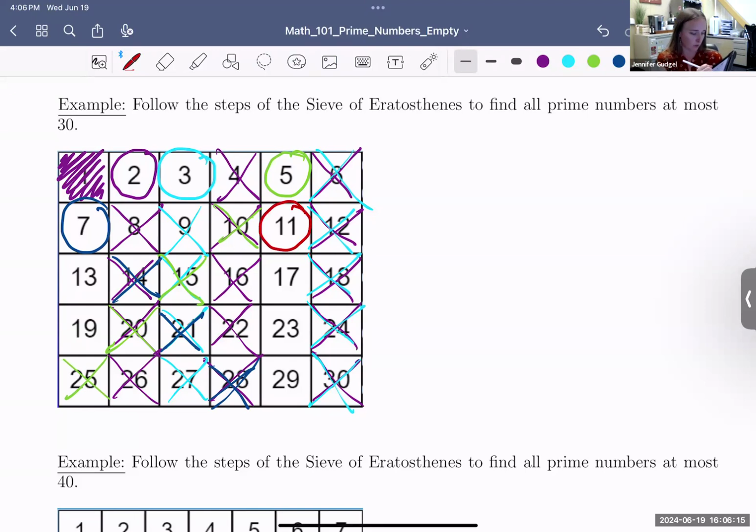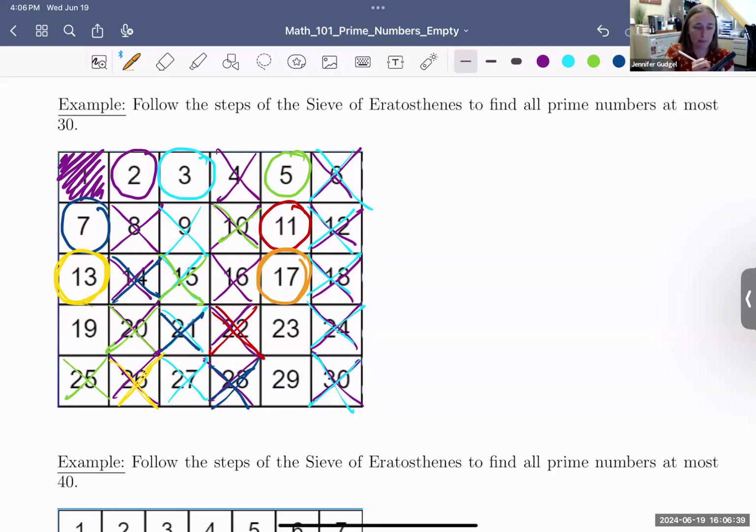11 times 2 is 22. 11 times 3 is 33, not even on the board anymore. 13 times 2 is 26. 13 times 3, 39, not on the board. 17 times 2 is 34. We've now hit the point where even one multiple is not on our checkered box.